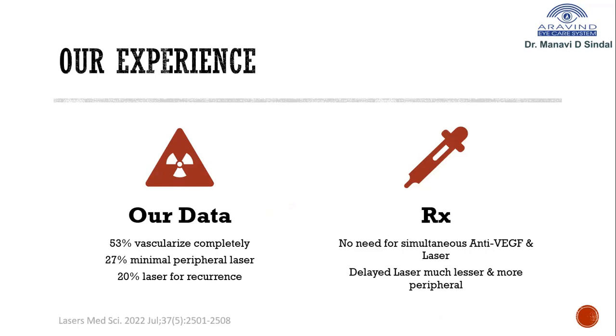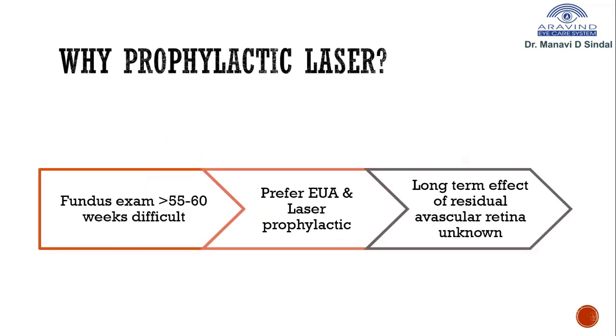And delaying laser can give you much peripheral laser and much lesser laser required. So why do we do this prophylactic laser? It is because when the babies reach 55 to 60 weeks post-menstrual age, they are now big, they are wriggly, and you cannot hold, restrain, or examine them in the OPD anymore.